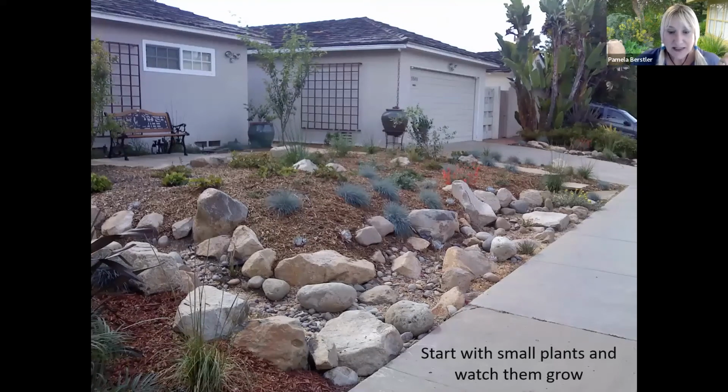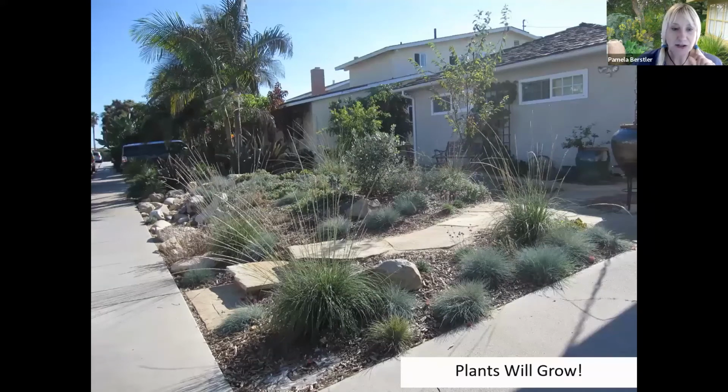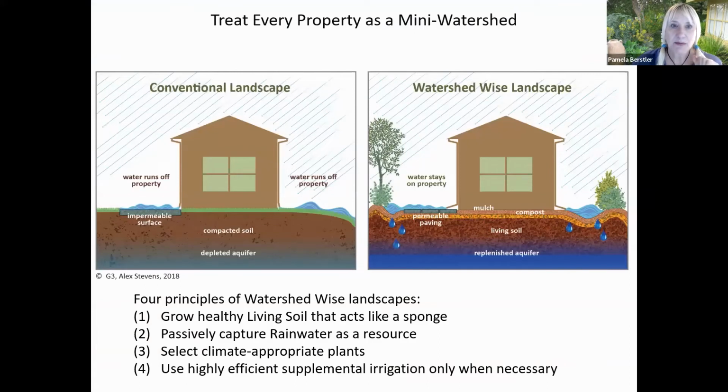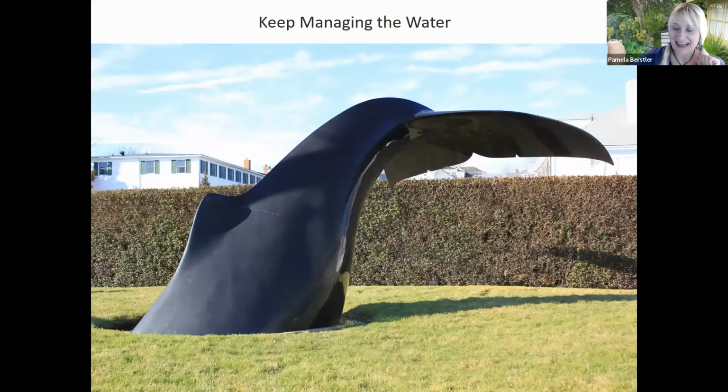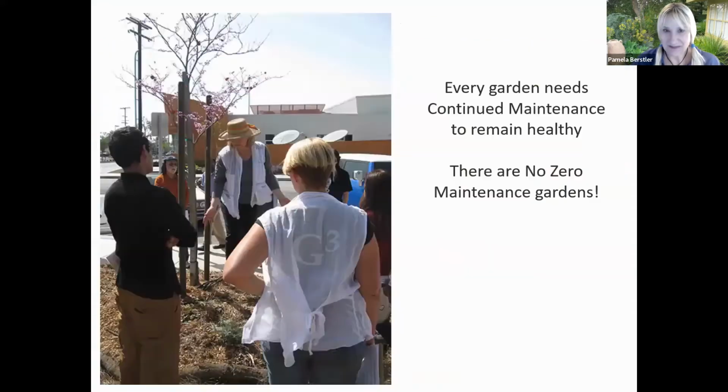Start with small plants and watch them grow, because small plants will almost always catch up to larger plants in the same time period. So if you plant a plant that's in a smaller can size, it's going to catch up to and surpass the larger plant that you planted at the same time. And they do grow. Here's the same garden in a very short period of time. Treat every property as a mini watershed. We get it, right? And keep managing the water.